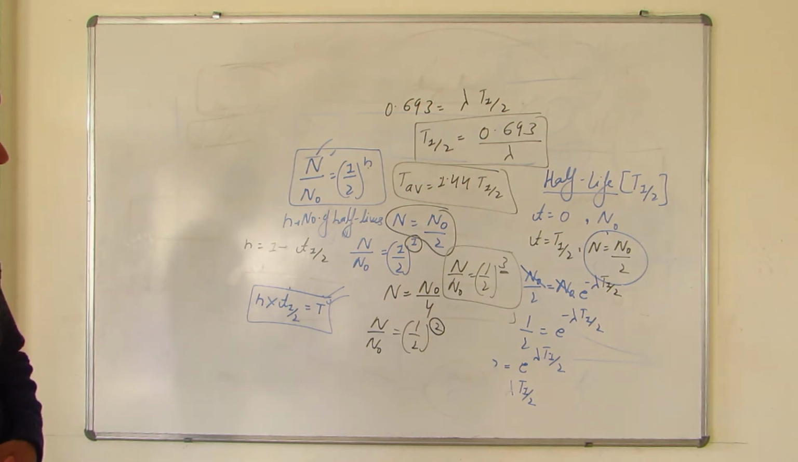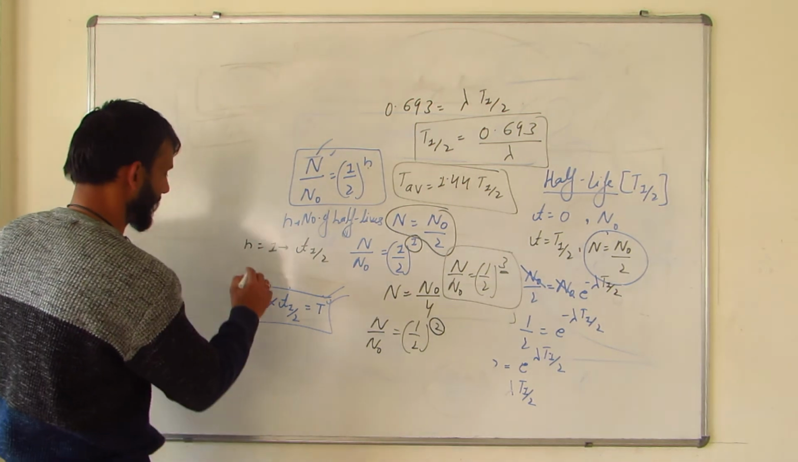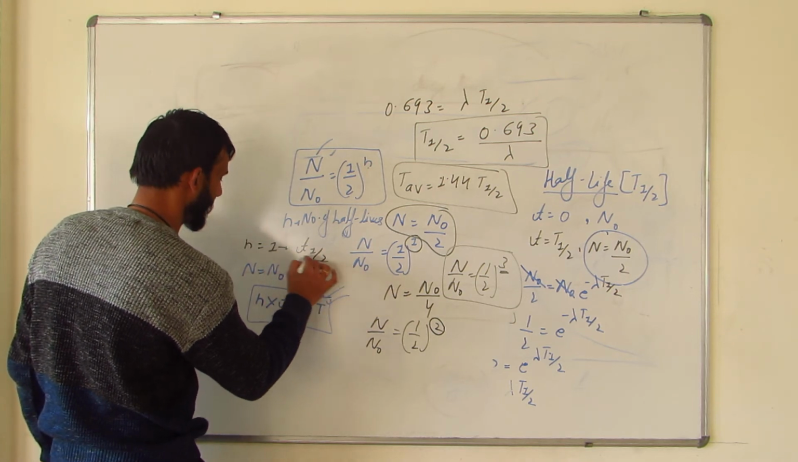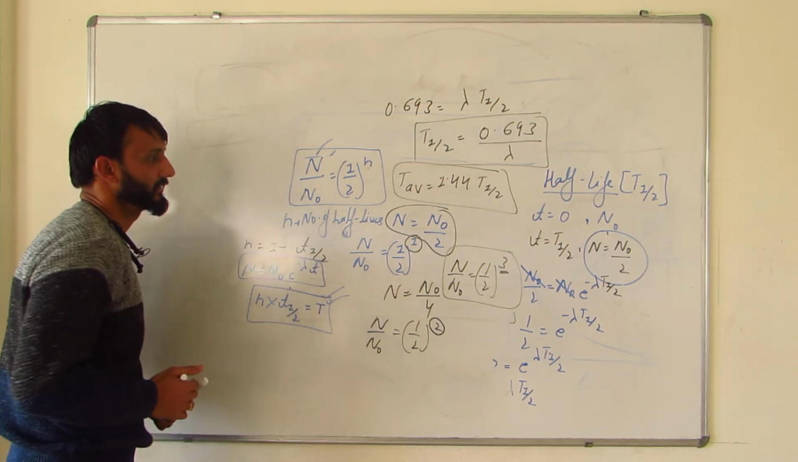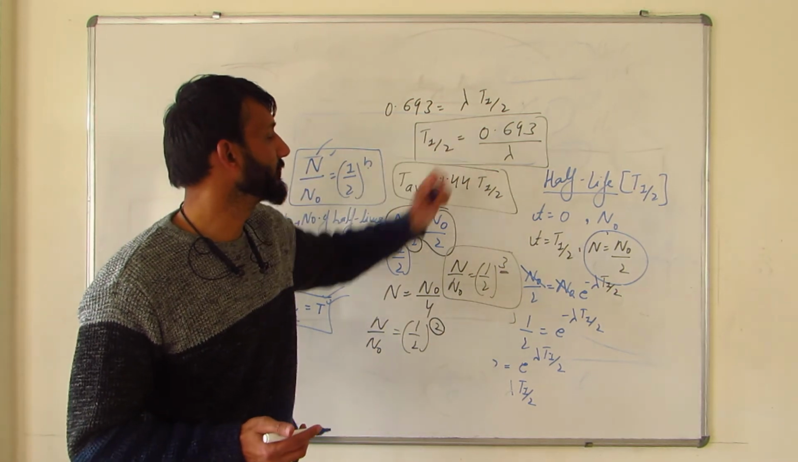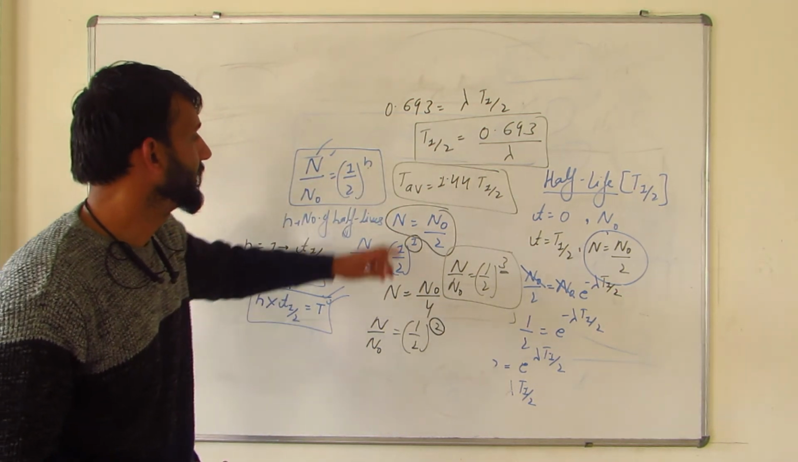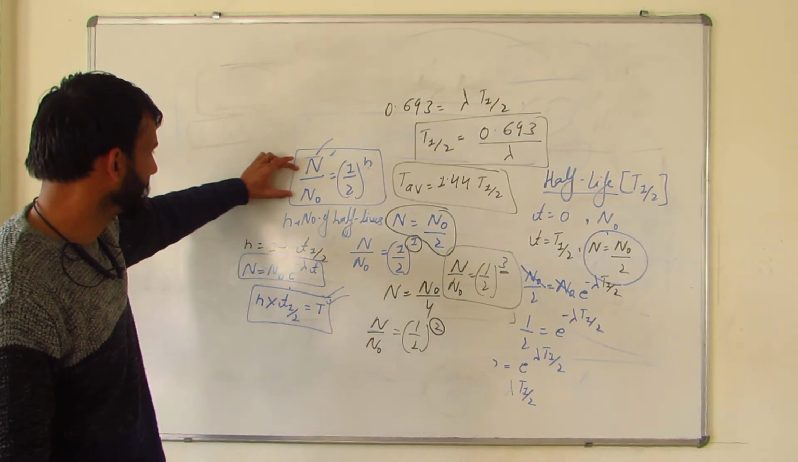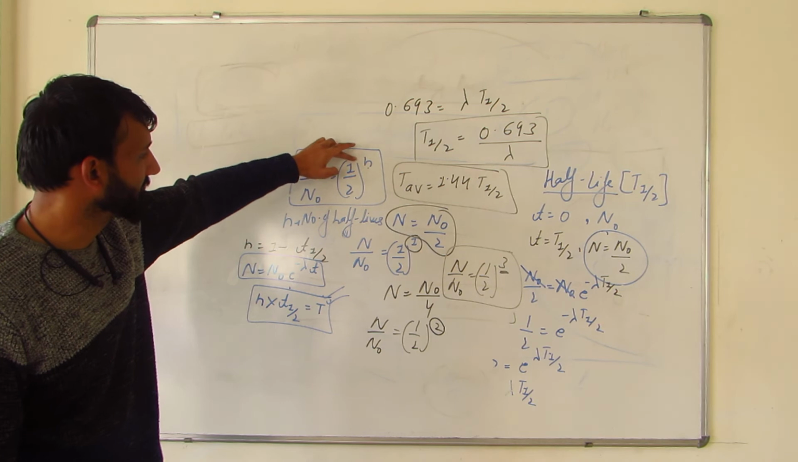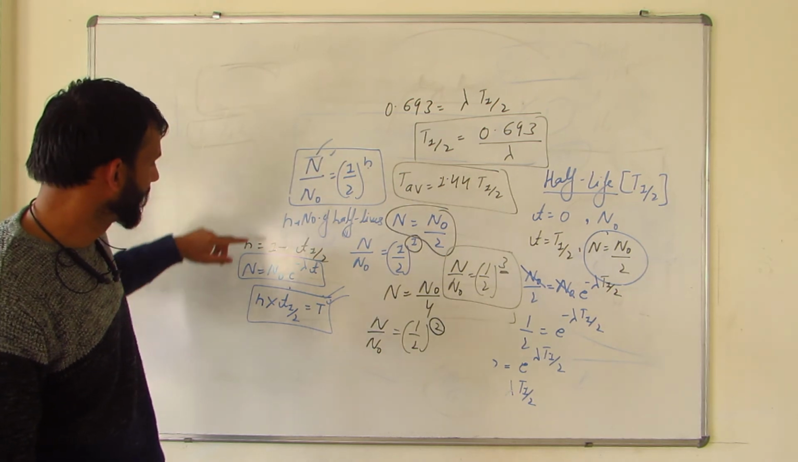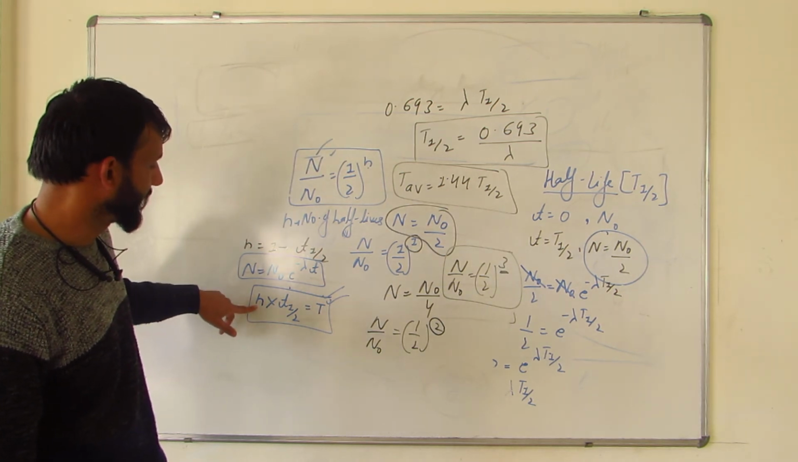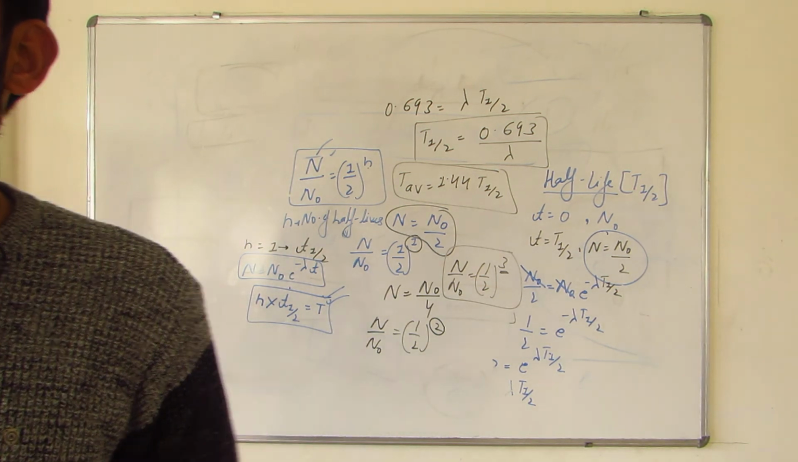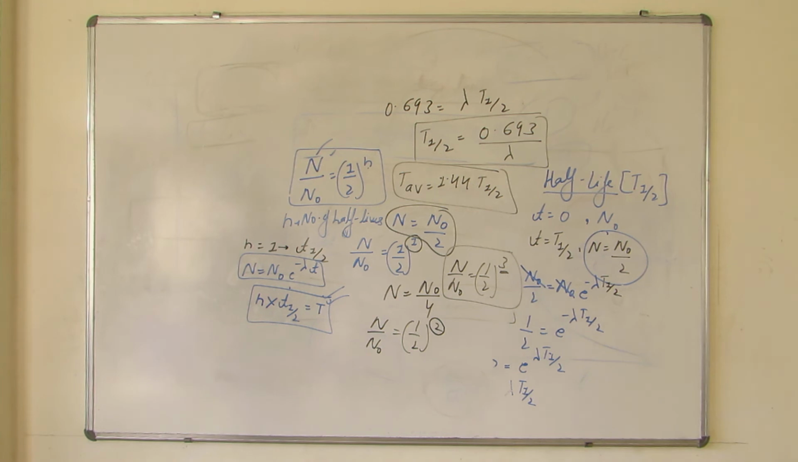So you must remember all these relations. N is equal to N naught e to the power minus lambda t. Second, t half is equal to 0.693 upon lambda. T average is equal to 1.44 t half. Then N by N naught is equal to half to the power n, where n is the number of half-lives. And n into t half, the number of half-lives multiplied by the time taken for one half-life, is equal to the total time period.